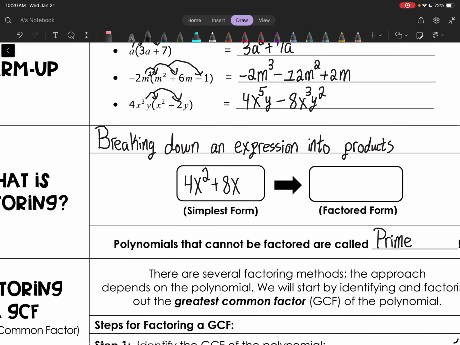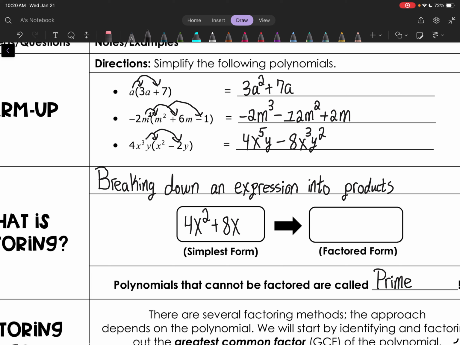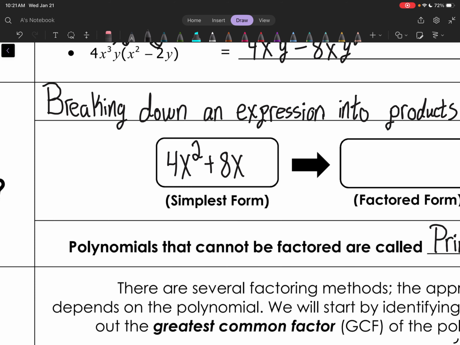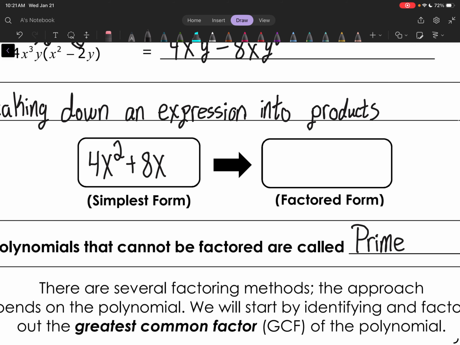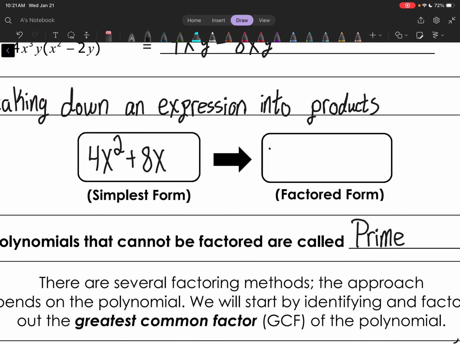What we're doing today for factoring is breaking down an expression into products. So we're going to do what we just did in the opposite direction. So in this example, 4x squared plus 8x. First thing I'm looking at is the coefficients. I have a 4 and I have an 8. The largest factor that goes into both of them is 4, so I'm going to pull out a 4.